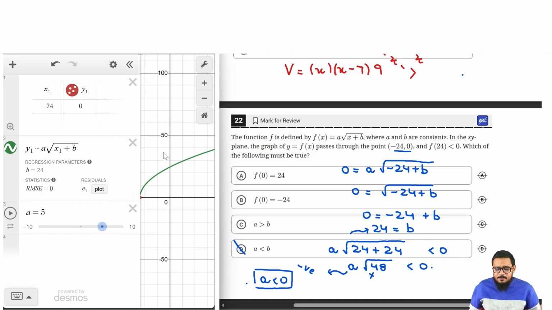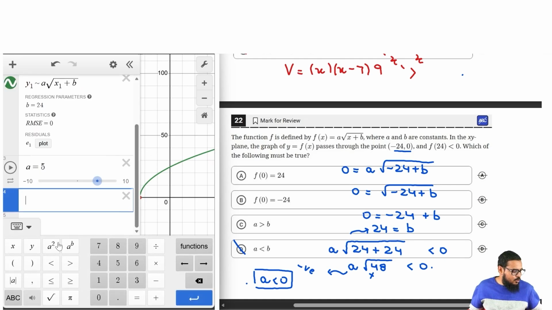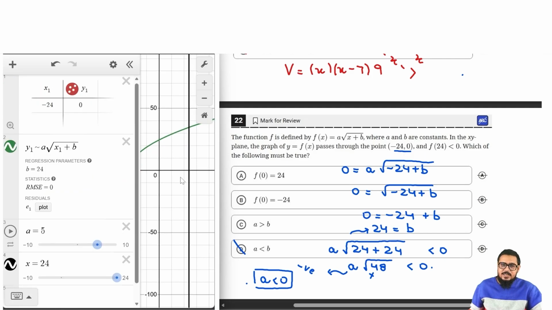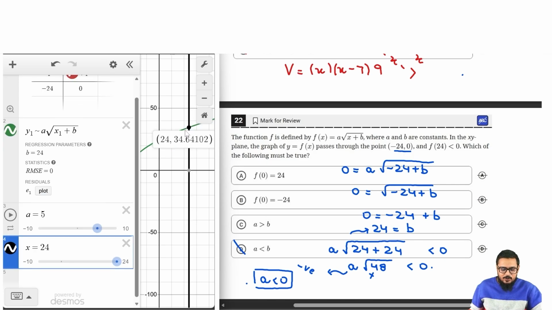Now, the important part is that at x equals 24, the value of the entire function should have come out as a number less than 0. So this graph should have been below the x-axis at x equals 24. This black graph is the line for x equals 24. At x equals 24, I can see that this entire green graph is above the x-axis. I need to get this point below the x-axis, right? So if I keep on increasing the constant a, this graph goes upwards. I need to get this below the x-axis.